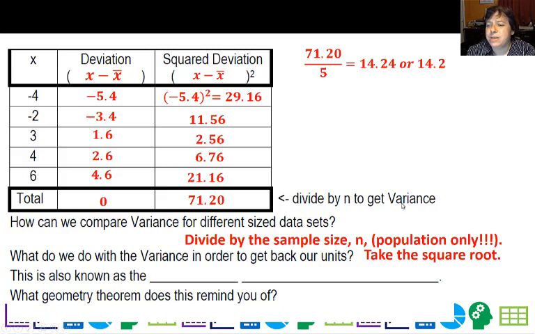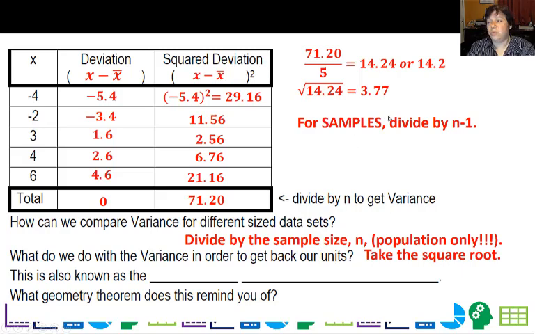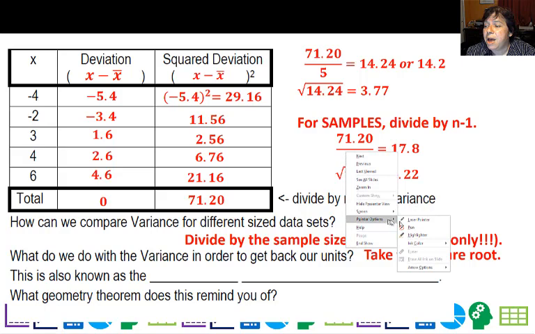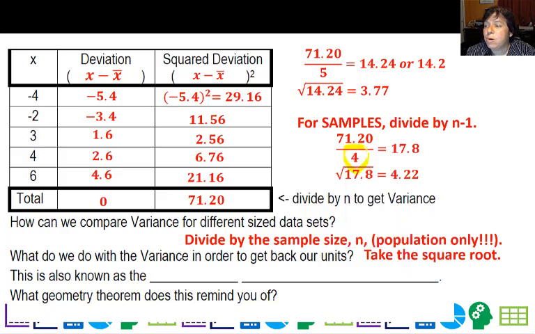How do we fix that? We take the square root, and the square root of 14.24 is 3.77, which makes a lot more sense if I'm trying to describe the spread of these points. Now, for samples, if we don't have the entire population, we divide by n minus 1 instead of n. So instead of dividing by 5, very important to note here, I am actually dividing by 4, not by 5. So for samples, you divide by n minus 1, all right? And my standard deviation in this calculation is 4.22.